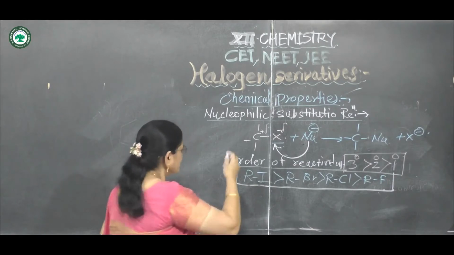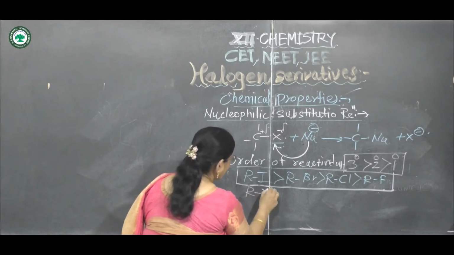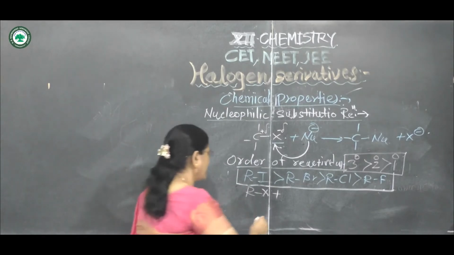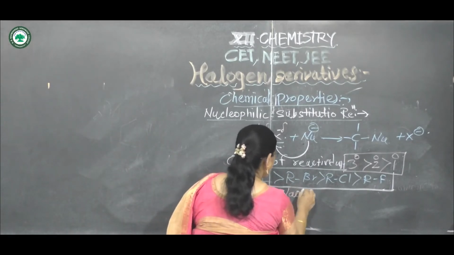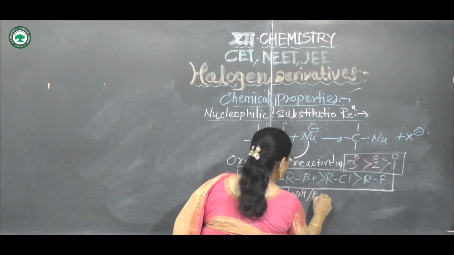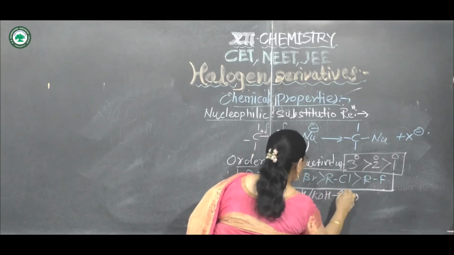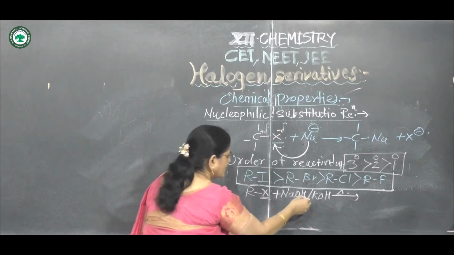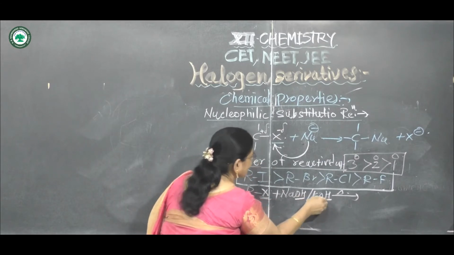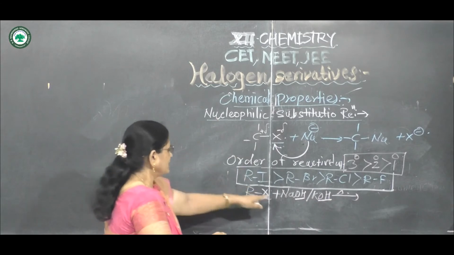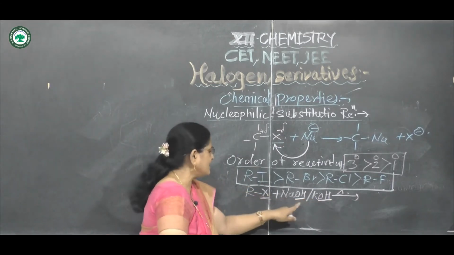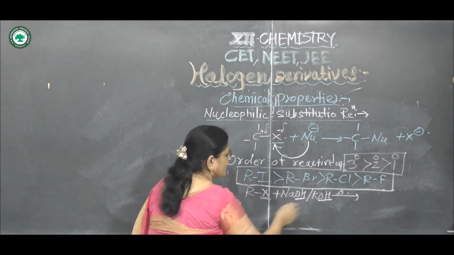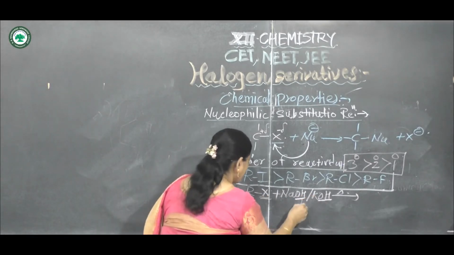For example, suppose this alkyl halide RX reacts with alcoholic NaOH or KOH. On heating, this halogen atom gets replaced by OH minus, which is the nucleophile. On this OH there is a negative charge, so it acts as a nucleophile, hence the halogen atom gets replaced by the OH minus ion.